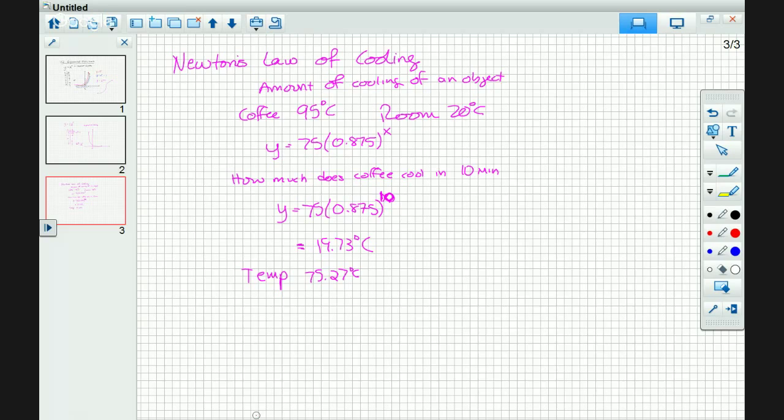Any questions? Okay. 95 minus 20 is 75. That's the starting amount of cooling.